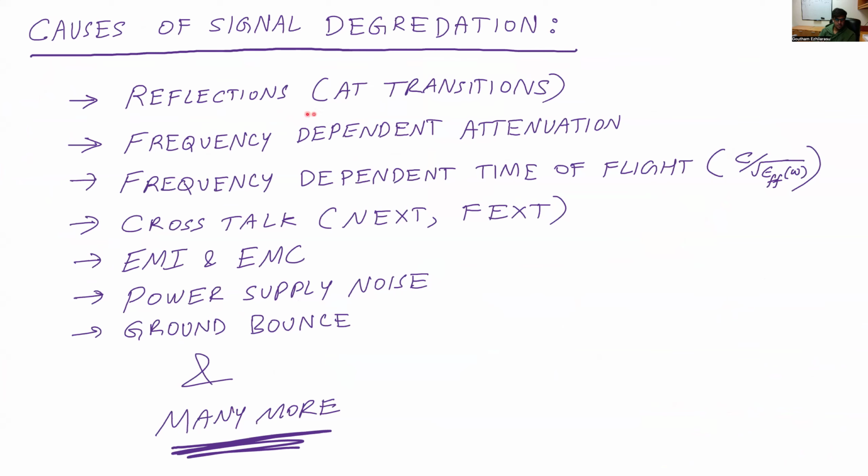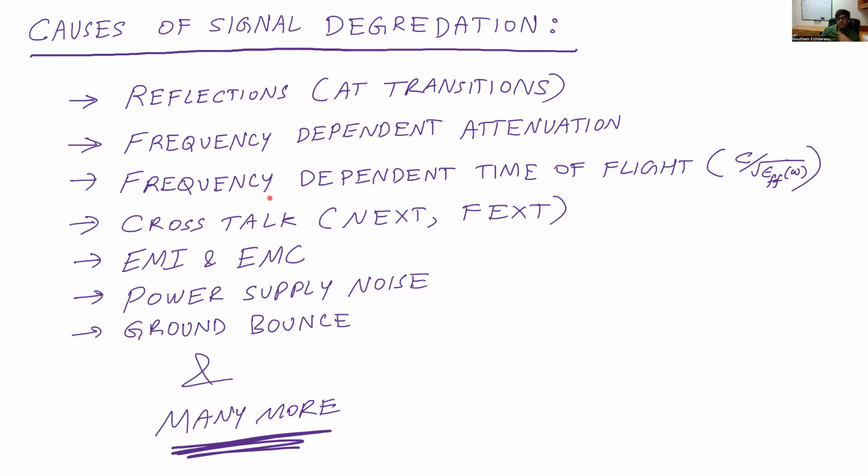So one is reflections at transitions. What I mean by this is whenever there is a change in the impedance in going from one region to another, there's going to be some reflection of the signal. And we'll talk in great detail about this concept of reflections. There is also the so-called frequency-dependent attenuation, where different frequency components of the signal are going to have different values of loss as they travel along the link, and therefore they're going to be attenuated by different amounts.